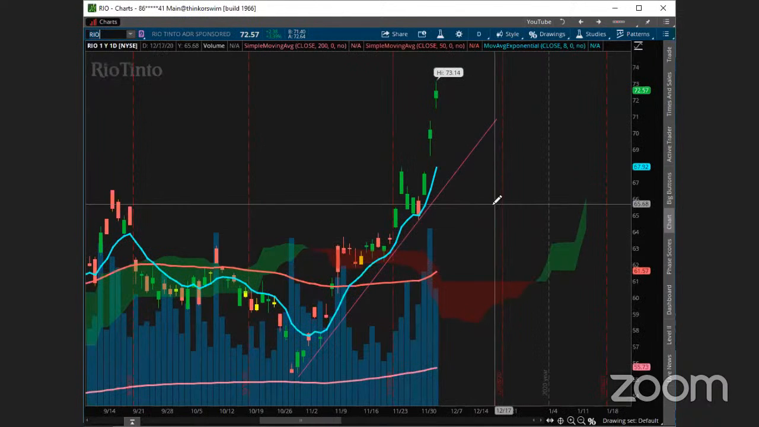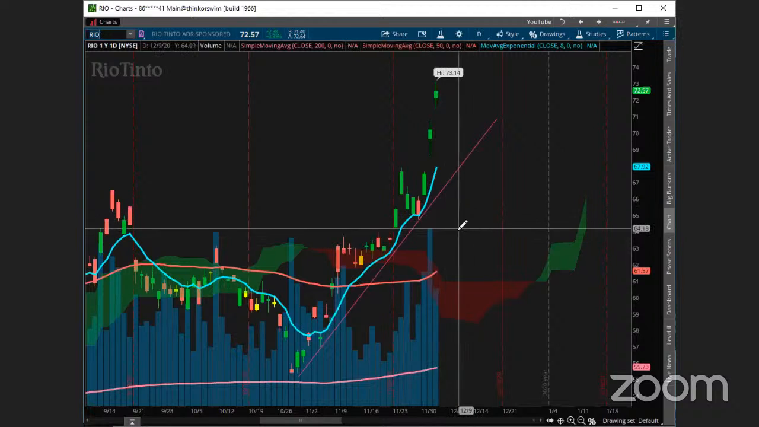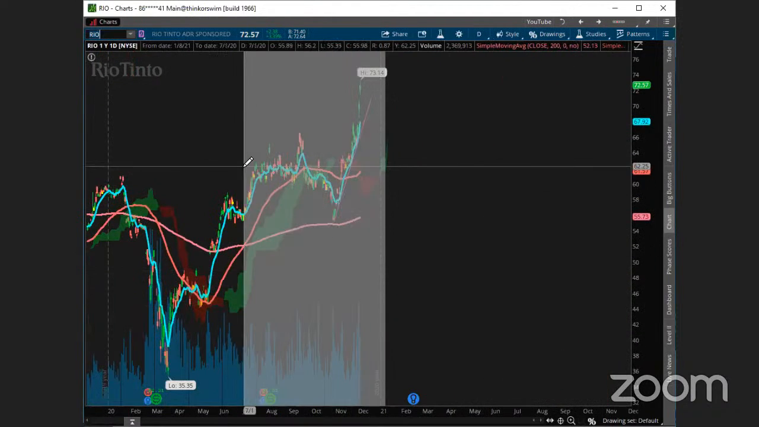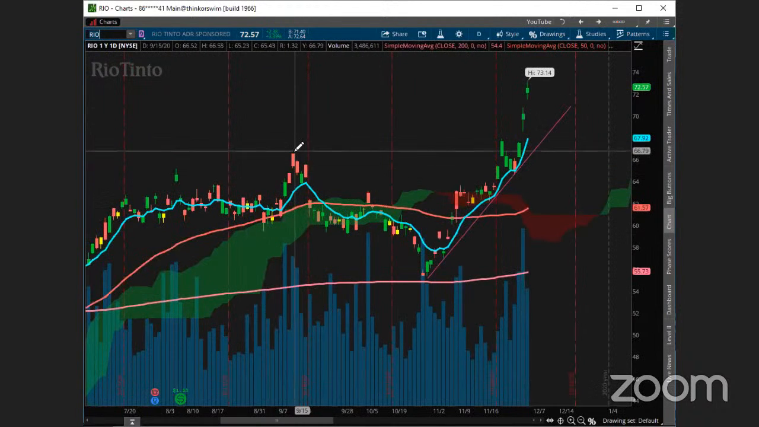Let's take a look at Rio. Wow, look at Rio. Okay, so this is a good one right here too. I know you guys pointed this out yesterday. If we go back here, it's an ADR, so it's a little bit tougher, right? So you can kind of look at this, it looks like a breakout with a retrace, right? I mean, it's tough with all the gaps on these names.